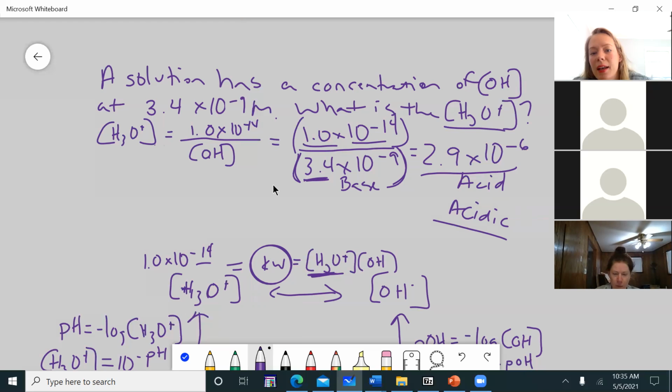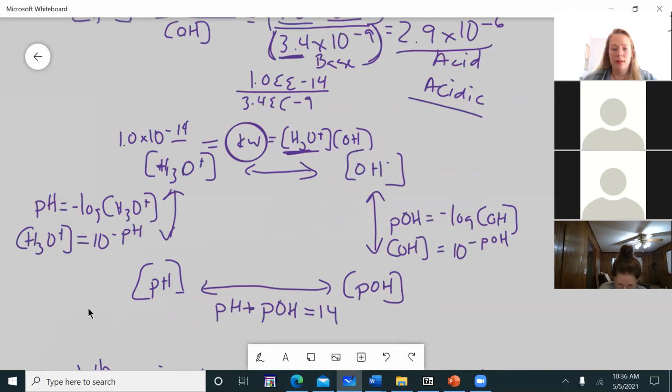One way to work around that, use the EE button. So 1.0 EE negative 14 divided by 3.4 EE negative 9. Or so, instead of EE, sometimes it's E. Is that working for you, Carrie? Okay, good. All right. Other things?